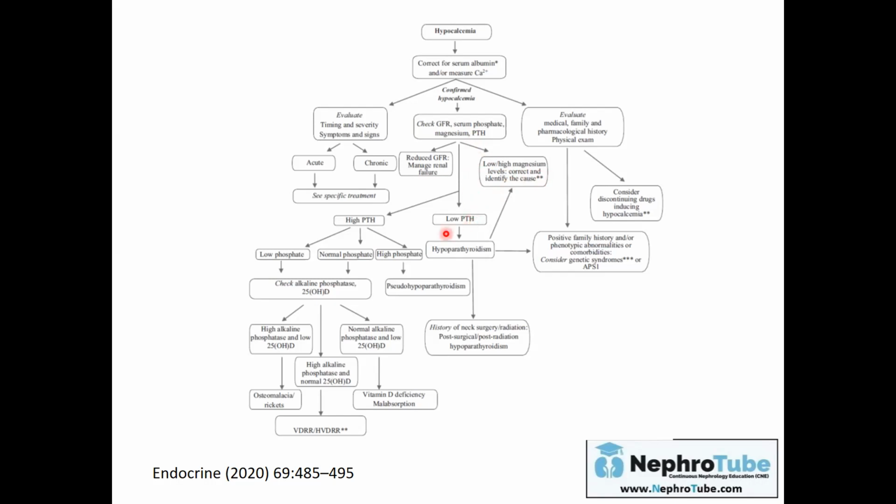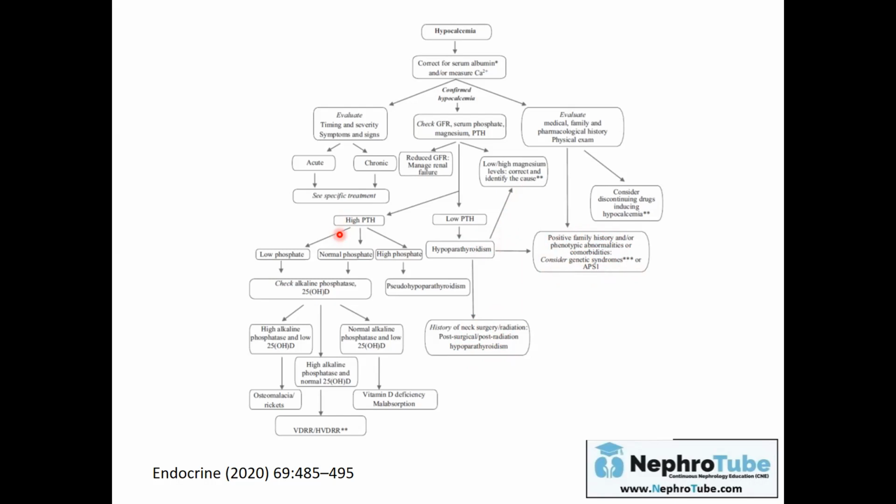If the patient has low PTH, so the patient has hypoparathyroidism, you have again to check the magnesium level, because magnesium level affects PTH level and parathyroid function. Or if you are a pediatrician, you have to check the family history and the genetic abnormalities for the rare genetic disorders. Or you have to check the history of the patient if there is surgery or radiation for the neck. And actually, we will not meet these cases as adult nephrologists.